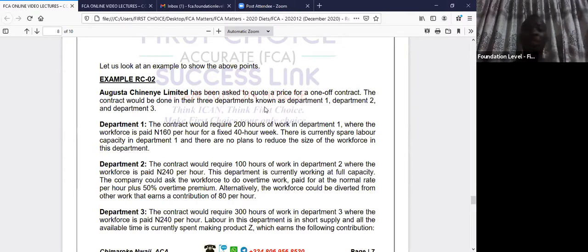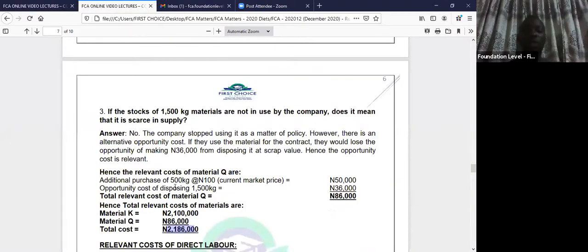So that means this contract is their usual job that they are doing, but they are just doing a one-off contract for a customer. And so they're going to be using some of the things that they are using in their normal, regular job to do the job. They said Department 1. Now that contract would require 200 hours of work in Department 1. So what's the question?